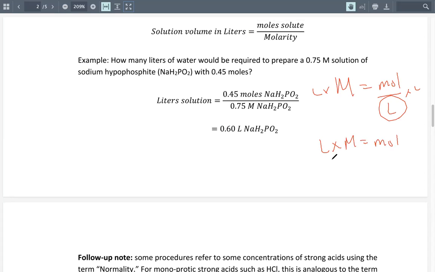But you still want to get the liters by themselves. You have to divide both sides by the molarity. So to get your liters, you just do moles divided by molarity. They've given you the moles, they've given you the molarity. So do 0.45 divided by 0.75 to get 0.6 liters, right?